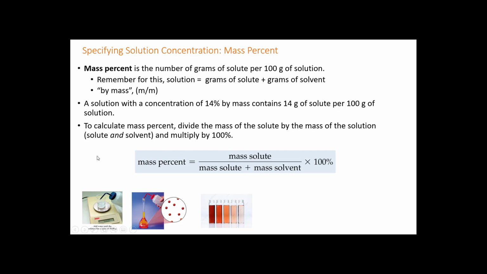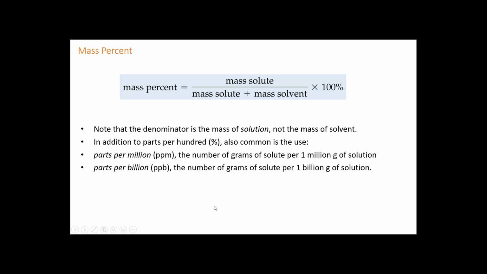So to calculate mass percent, we're going to divide the mass of the solute by the mass of the solution, which is made up of the solute and the solvent. And of course, then we multiply it by 100. So there are other concentrations. We're not going to discuss them here, but your book brings them up, so I'm going to detail them. Some other concentrations are parts per million. We're working with actual parts per 100 because this is out of 100. But there are others, parts per million, which is the number of grams of solute per 1 million grams of solution, and parts per billion, the number of grams of solute per 1 billion grams of solution.